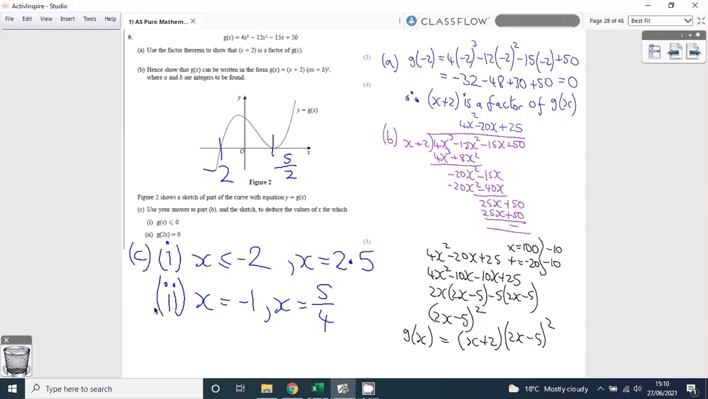Now for part 2, it's got the 2 inside the function, so it affects the x values opposite to what you would expect. So we're going to halve our x values. So where does it equal 0? It will be halving the -2 to get -1, and halving the 2.5 to get 1.25, 5/4.